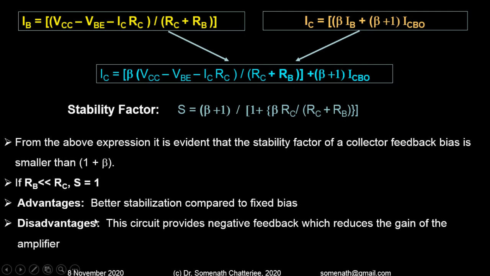So sometimes the gain means what we are given as an input and what we are getting as an output. So that will basically determine the gain of the amplifier. So we have to sacrifice the gain because we are using some negative feedback circuits in the collector to base bias. Okay, so that is the collector to base bias.